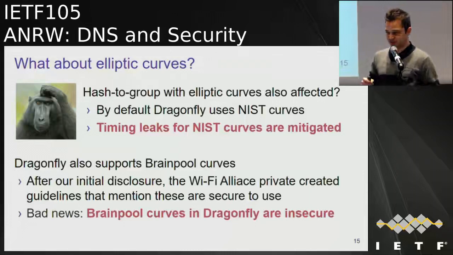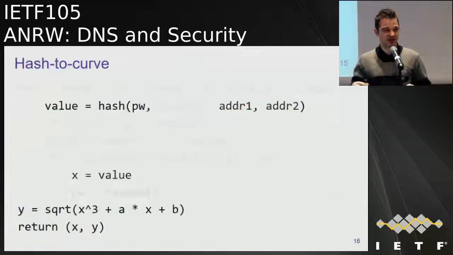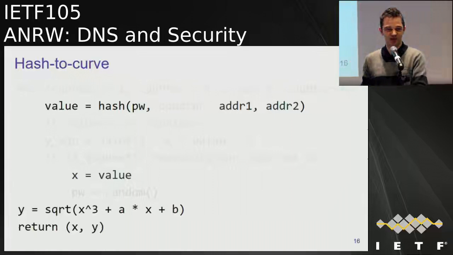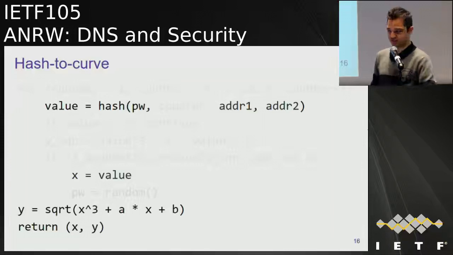So I want to briefly give some insight into why these Brainpool curves also have timing leaks. To do this, I'm going to do the same thing like I did with the mod P group. I'm going to briefly explain how the algorithm works to convert a password into an elliptic curve point, and I'm then going to explain where this timing information is leaked.